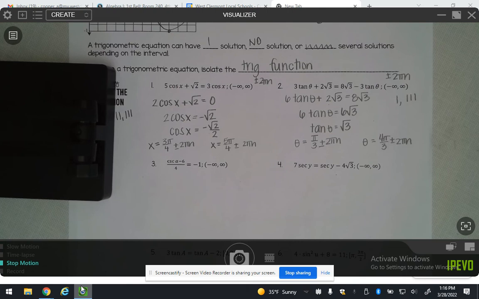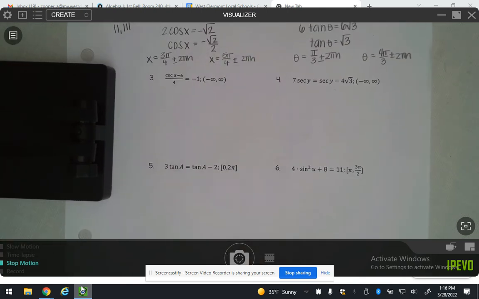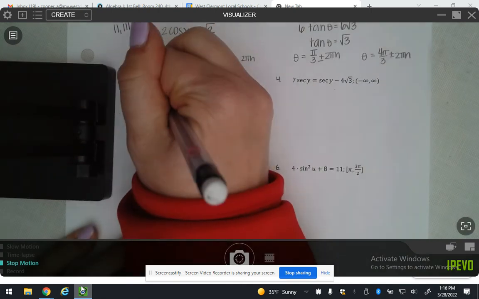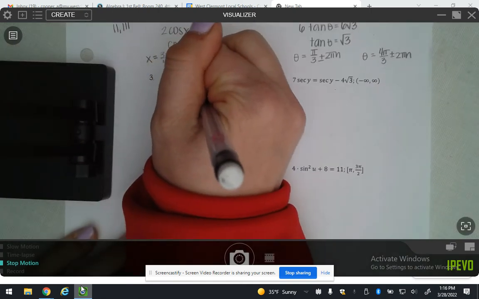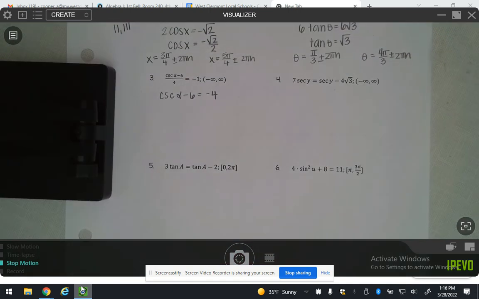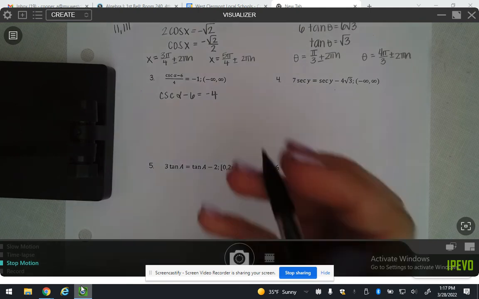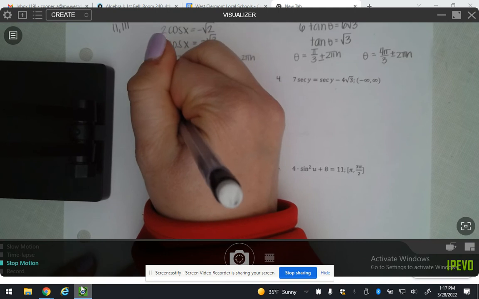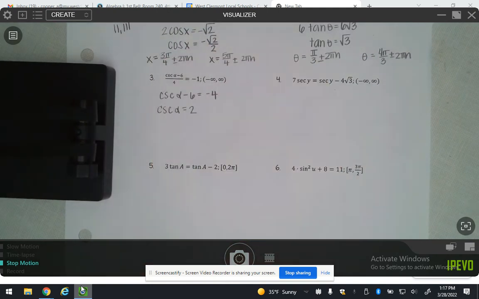That's with our regular ones. Now we're going to get some inverses. Number 3. What do I need to do first? Multiply by 4. So I have the cosecant of alpha minus 6 equals -4. Good. Add 6. So I have the cosecant of alpha equals 2.